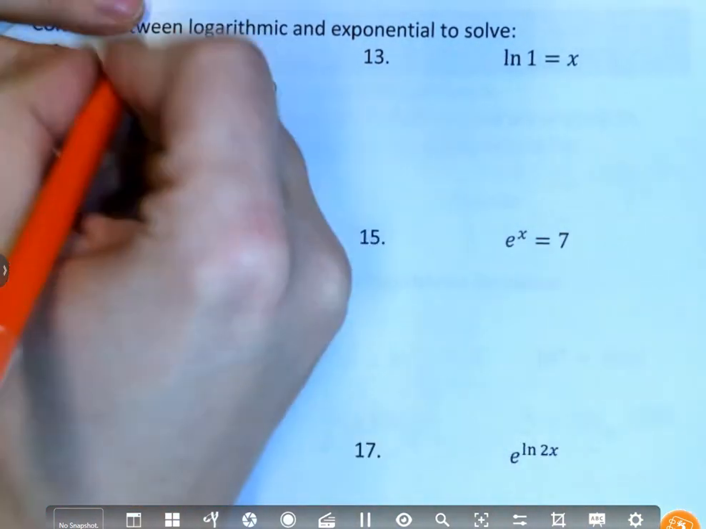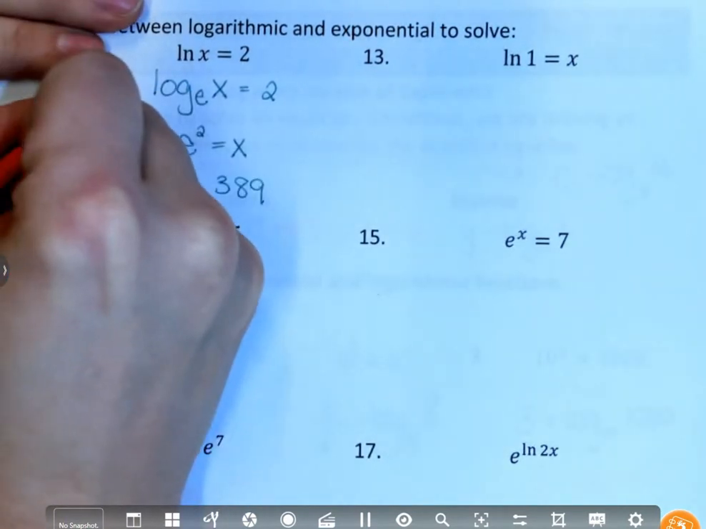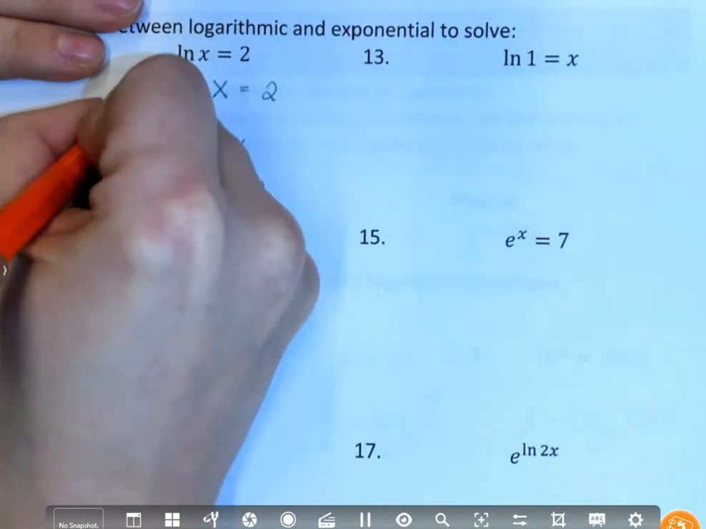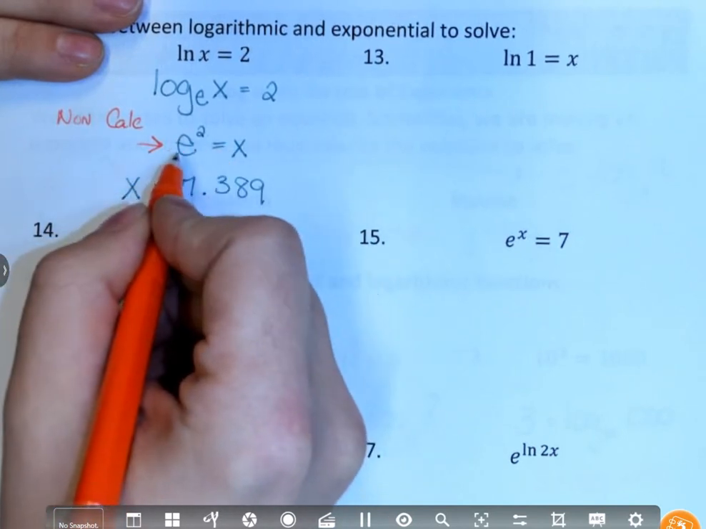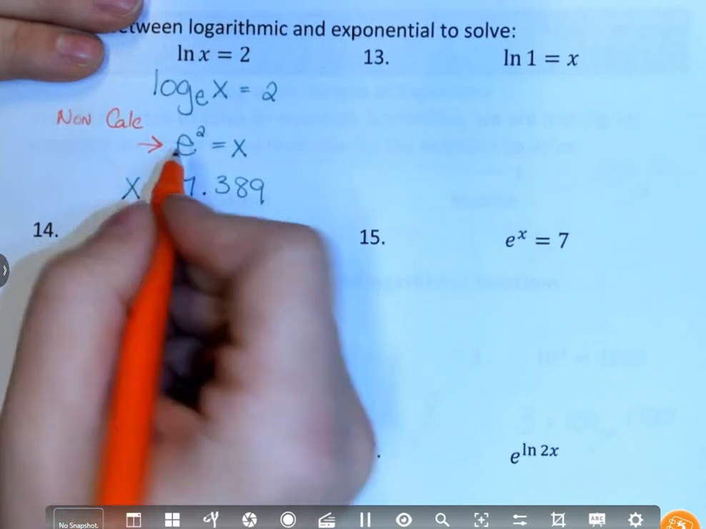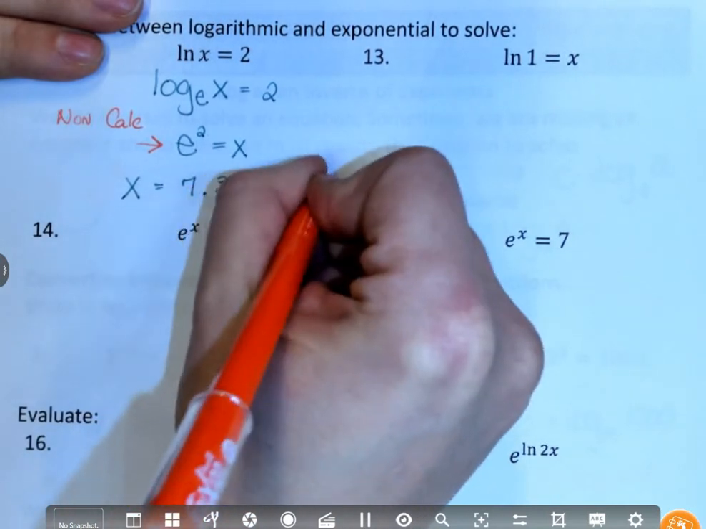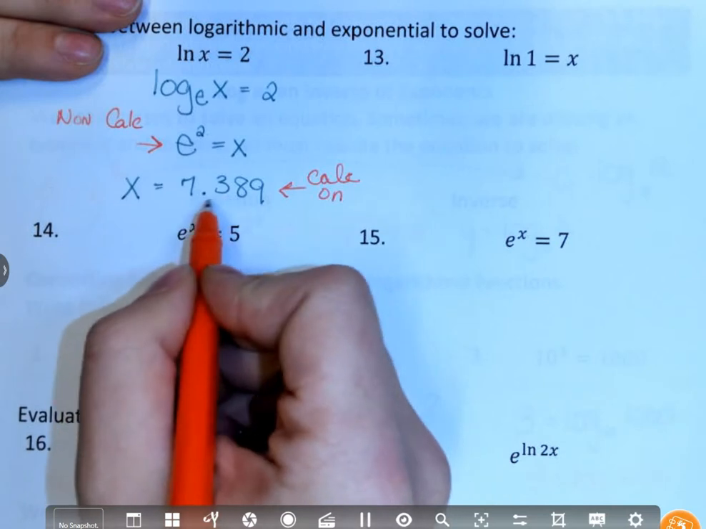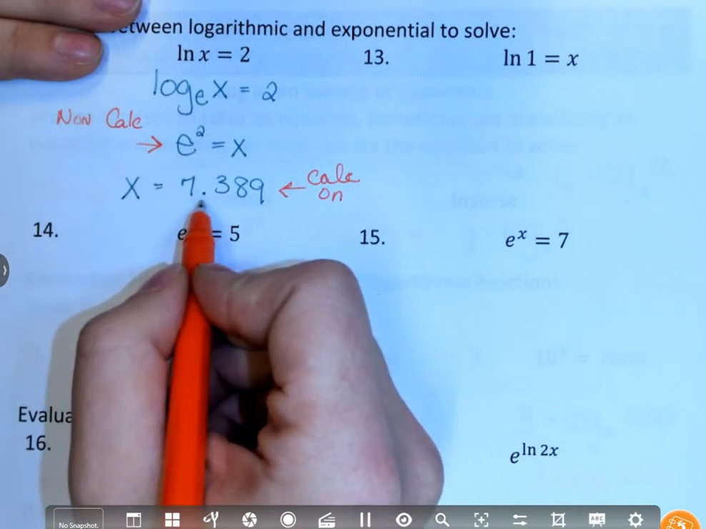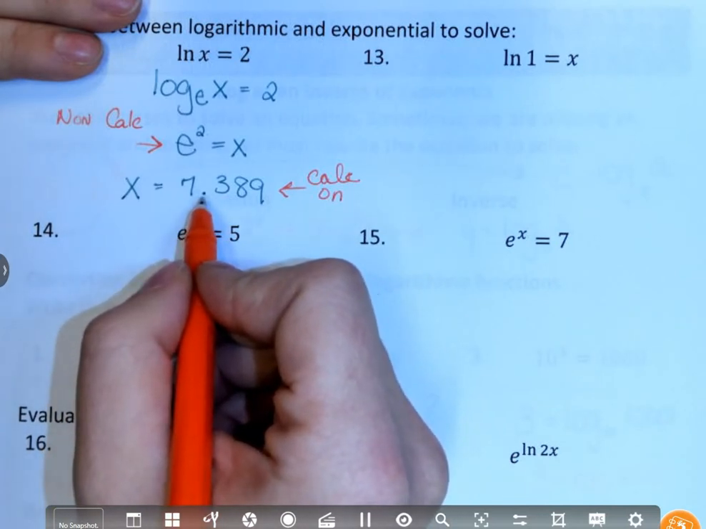So if you had a non-calculator part of a test, you would write your answer like this. Okay? Sometimes we can solve these problems without a calculator, though.